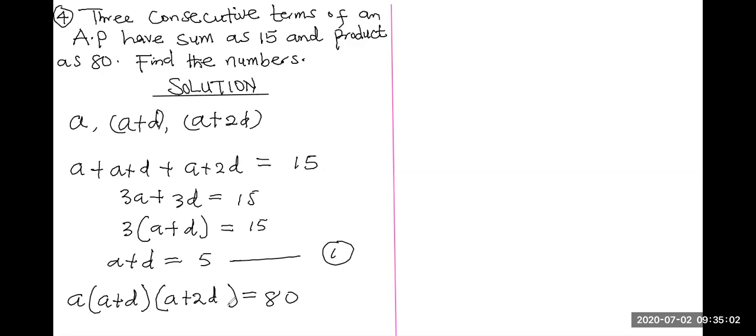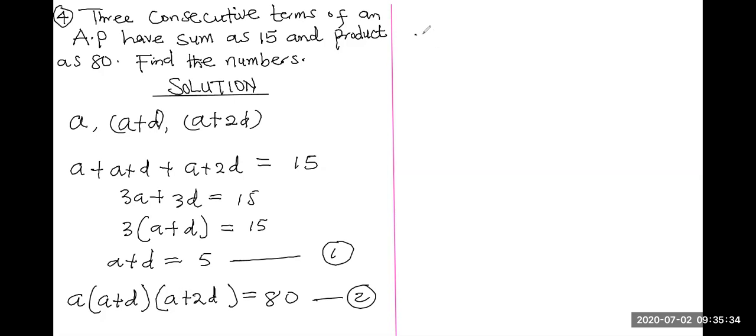The approach you use will depend on how easy you want it to be for you. If you expand this now, you're going to have a cubic equation in A, maybe a quadratic equation in D. That may give you some problems. So why not find your D or your A from equation 1 and substitute, so that you have equation 2 in one particular variable.